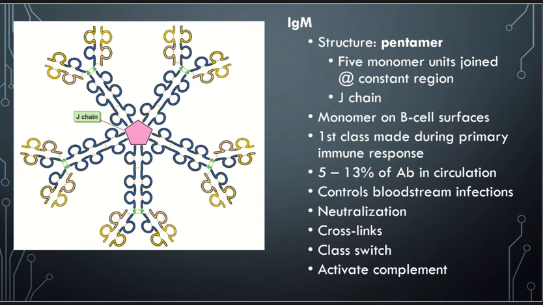But if there's some sort of pathogen that can cross the placenta and try to infect the fetus, IgM technically can start to be formed upon exposure to an antigen like that. It can also activate the classical complement pathway, and I think that's all I wanted to say.